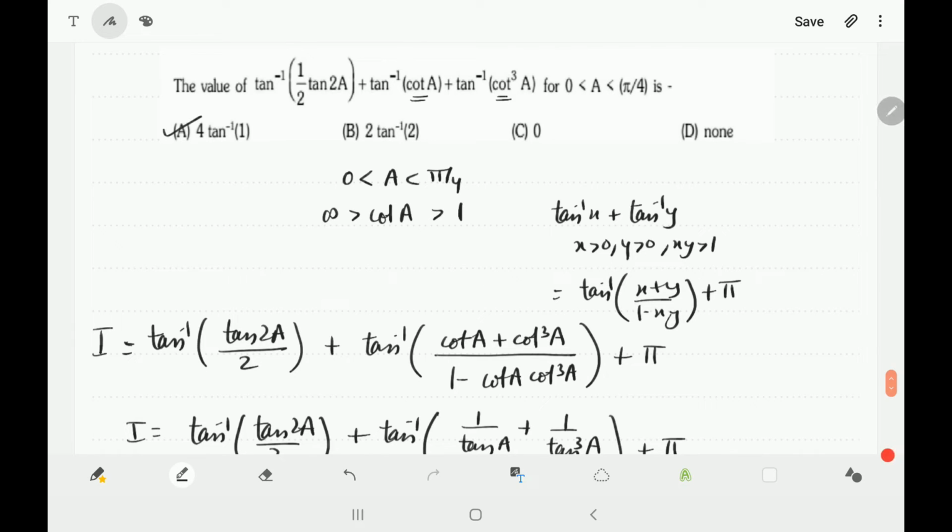So which will be option A, because tan inverse of 1 is pi by 4. You know this thing, that tan inverse of 1 is pi by 4. So pi by 4 into 4 will be pi. So the answer for this problem is pi, which is written in the form of 4 tan inverse 1.